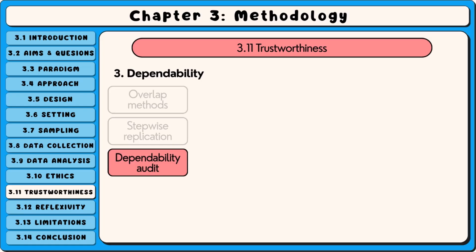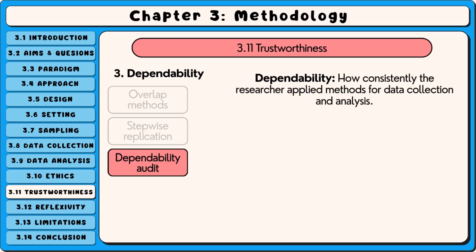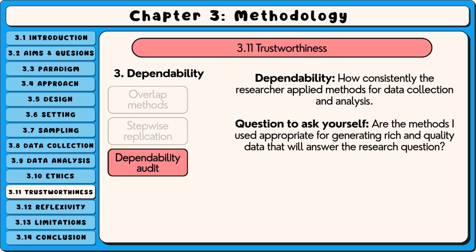For dependability, a very accessible way to demonstrate dependability is through a dependability audit. Dependability is about how consistently you apply your methods for data collection and analysis. The question you need to ask yourself here is, are the methods you used appropriate for generating rich and quality data that will help you to answer the research question?